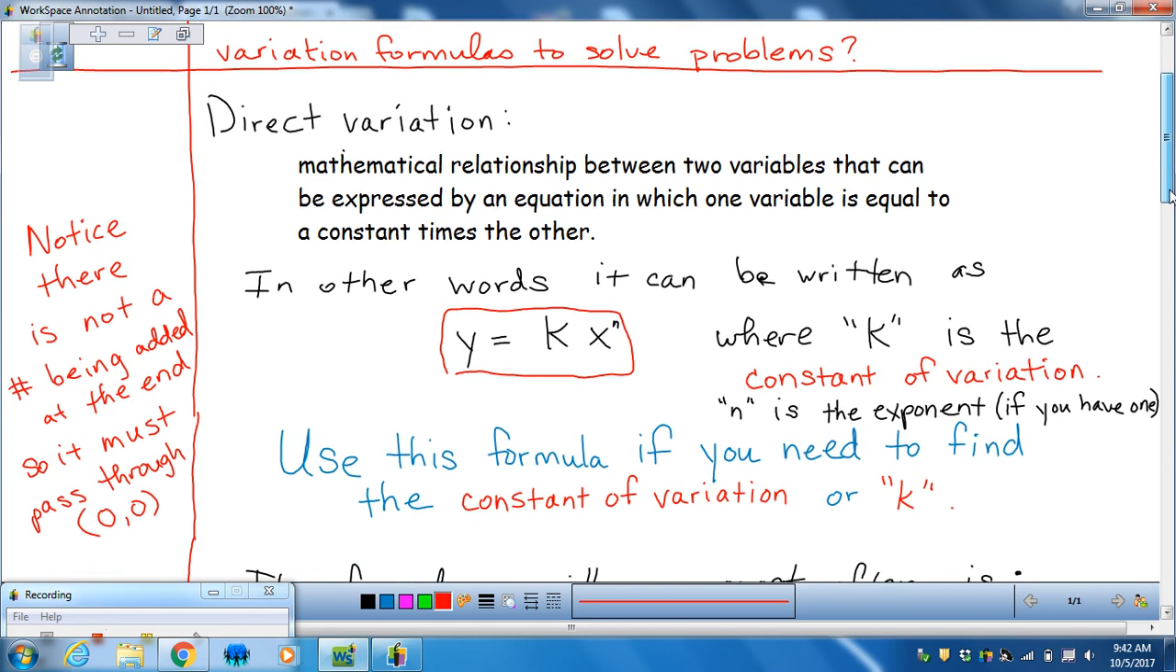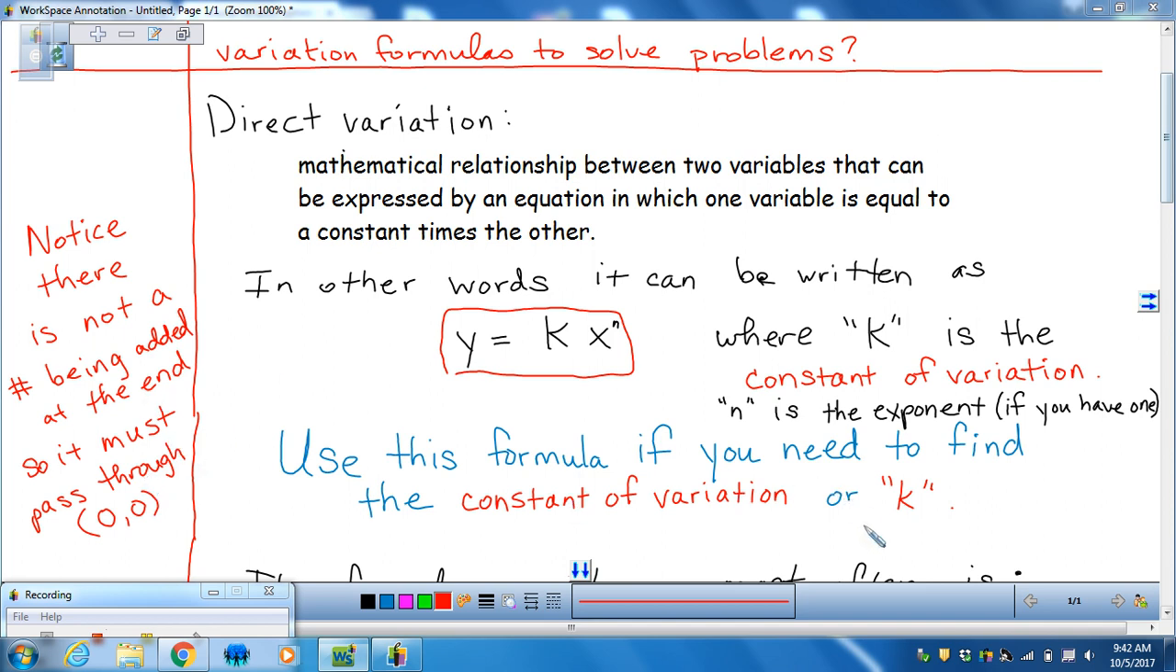We will use this formula if we need to find the constant of variation, or the k number. If we don't need to know the k number, we're going to use a different formula. And one thing that I want you to notice about this formula is that there is not an extra number being added on to the end over here. So when I graph this, a direct variation problem must pass through 0, 0. If it does not, it is not a direct variation. And that will be important a little bit later on when you're looking at the graphs.